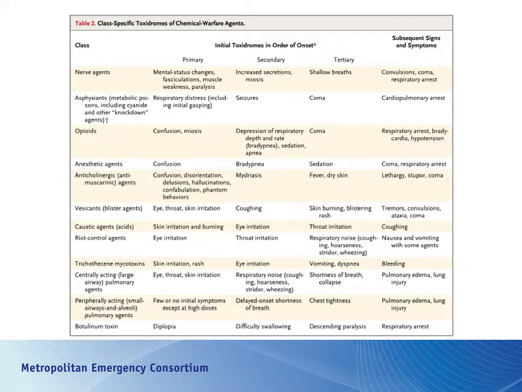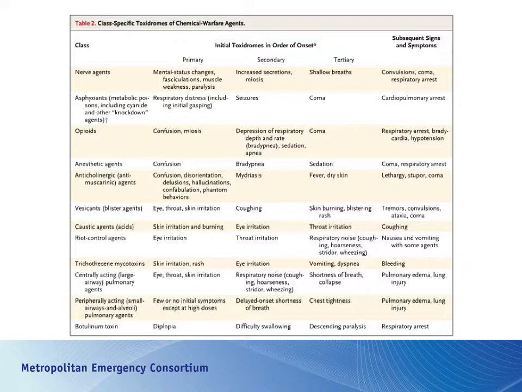The vesicants, the blister agents, they tend to have mucous membrane irritation first, so runny eyes, sore throat, nasal irritation. Then they'll develop some coughing. Again, that's mucosal irritation of the lungs and bronchi. And with enough of an exposure, they'll develop blistering rash of the skin. And as symptoms worsen, they can develop tremors and comas.